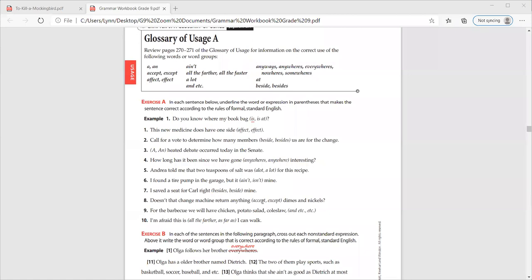Go down where you see at. Do not use at after where. Non-standard: this is where I live at. You should say, this is where I live, without the word at.